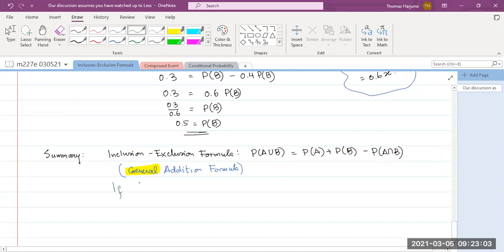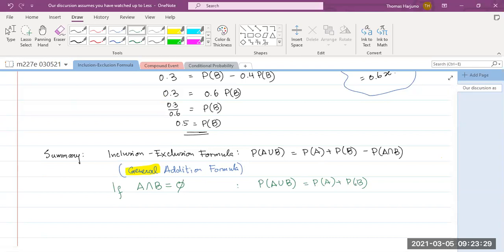Now the modification happens if we have some special cases. If A and B are disjoint, what happens? If A and B are disjoint, then the probability of the intersection becomes 0. Then the formula is modified to be just like this. That's the modification. If A and B are disjoint, then you don't need to subtract the last part because it's 0 anyway.